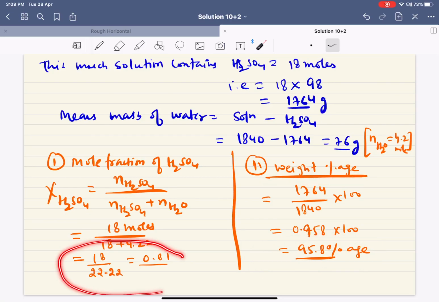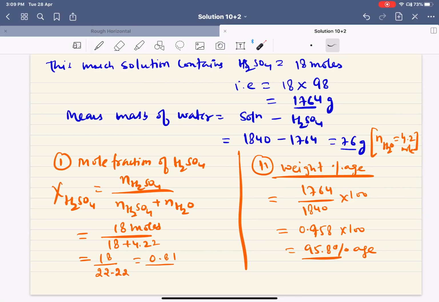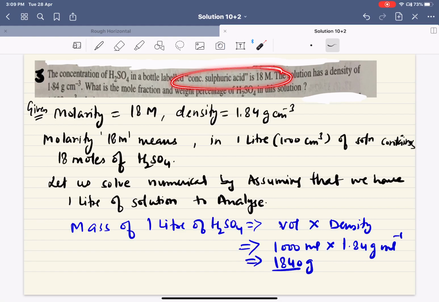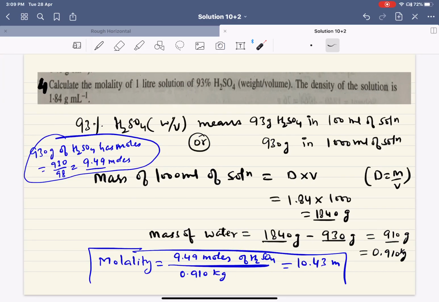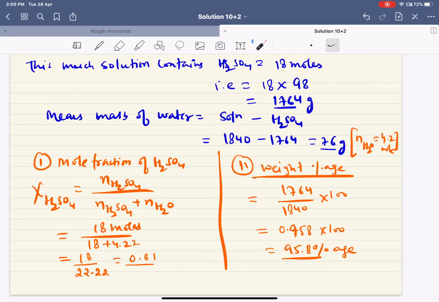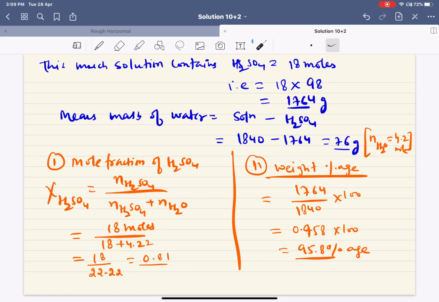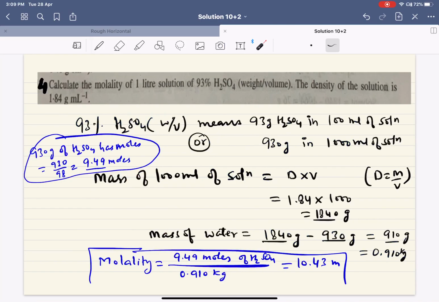And this is the concentration in terms of mole fraction of H2SO4. And similarly, this is the concentration given in terms of molarity. So this is how you convert one unit into another unit. Okay, so that's it. In the next video I will discuss the next two numericals.